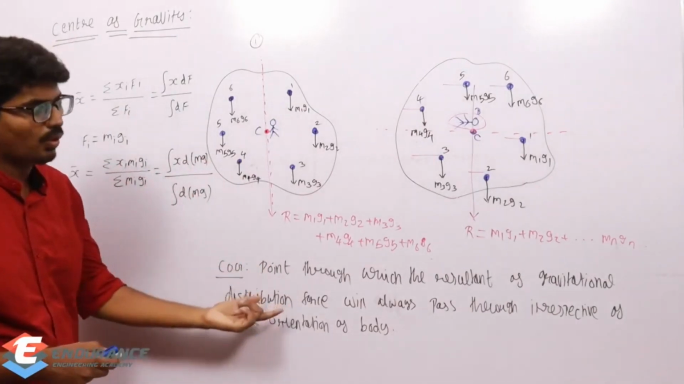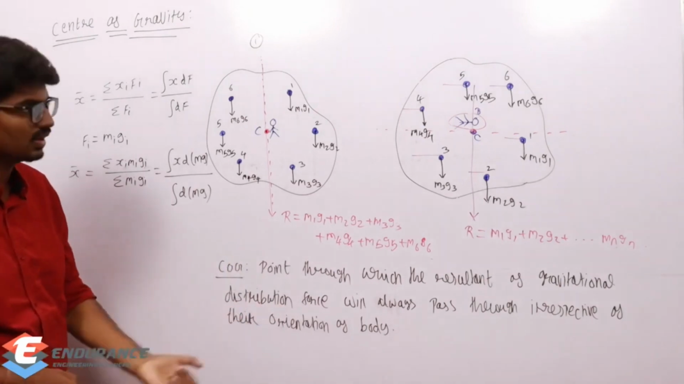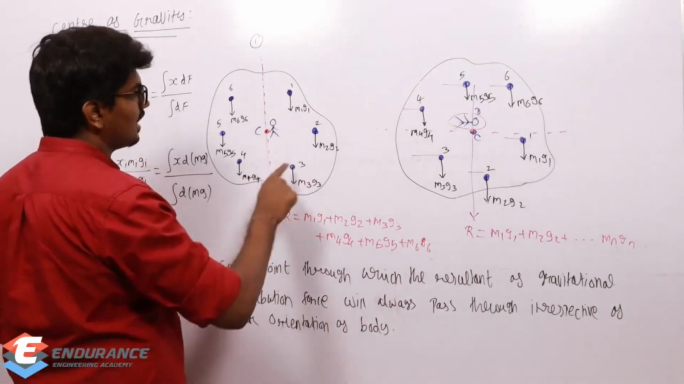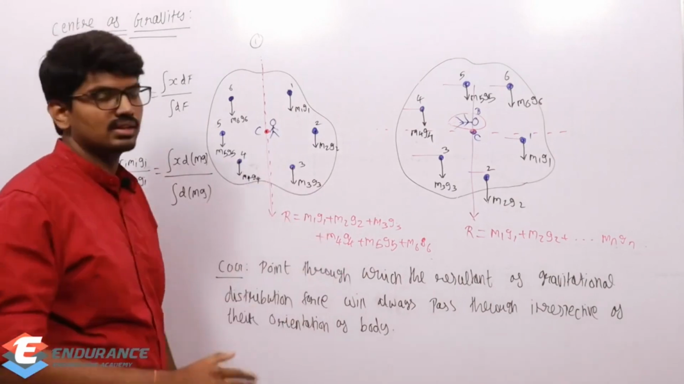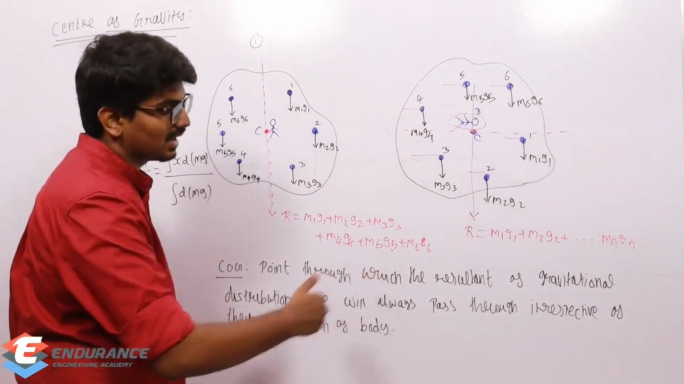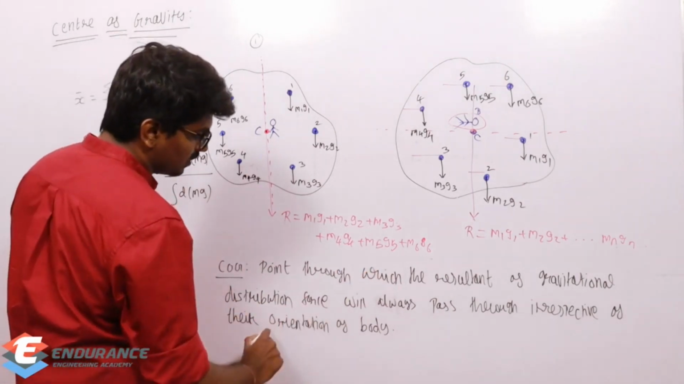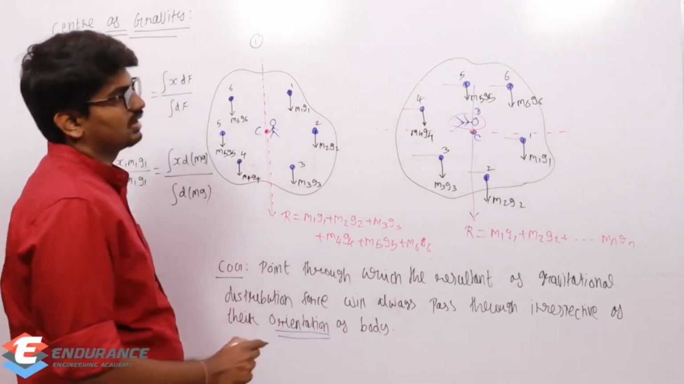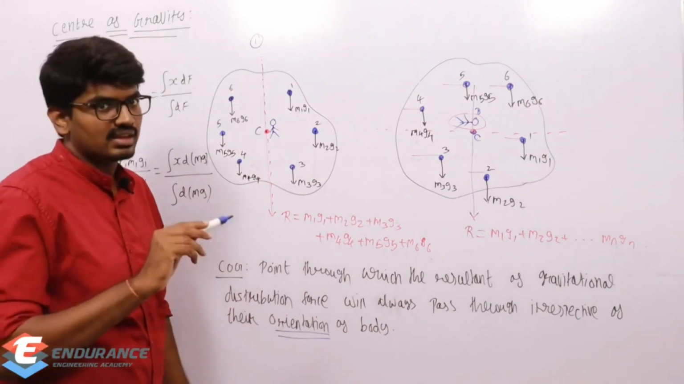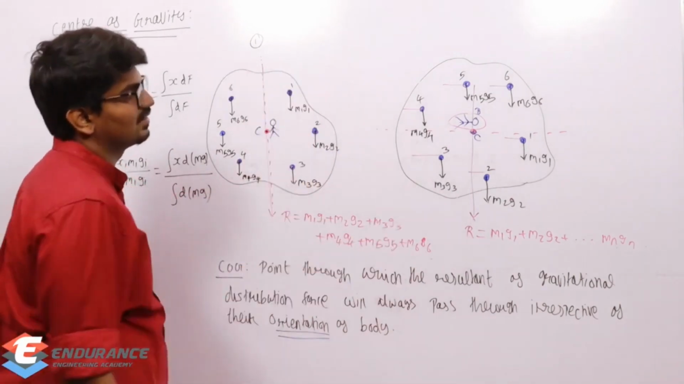So finally, what is the definition of center of gravity? Center of gravity is the point through which the resultant of the gravitational distribution force, which is a force due to gravitational effect, will always pass irrespective of the orientation of the body. Whatever may be the orientation, the resultant of these gravitational forces will always pass through this point, and that point is called the center of gravity.